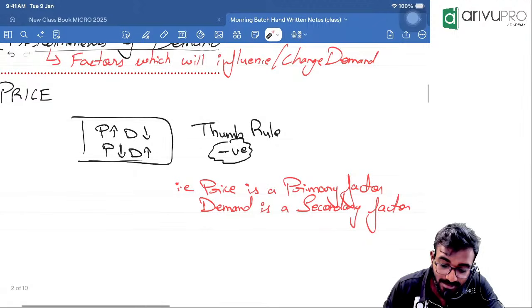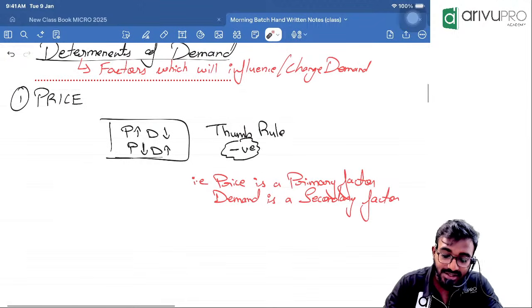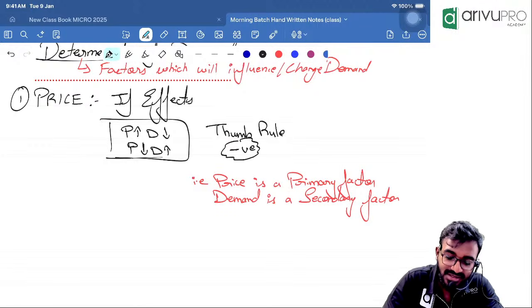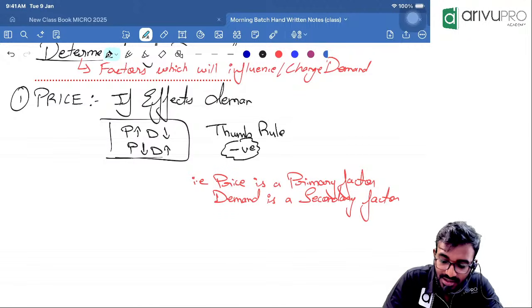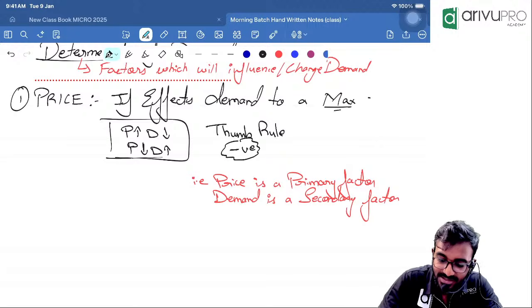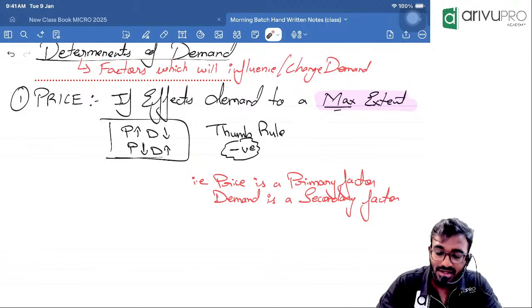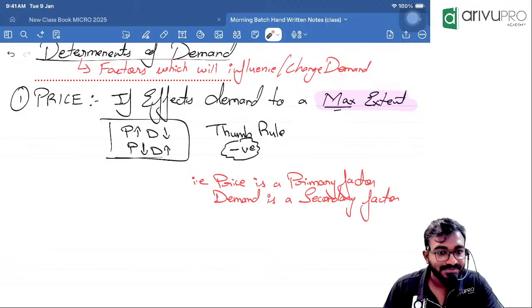Clear? And remember, price is an important factor which affects demand to the maximum extent. So price is an important factor. Which factor? That will affect demand to the maximum extent.